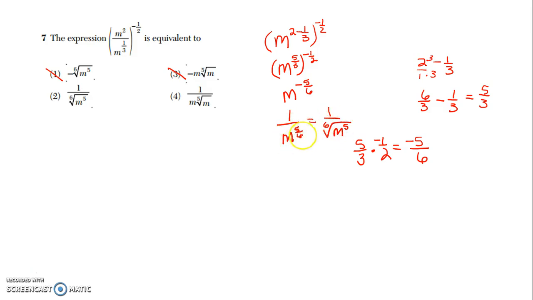So hopefully you've learned that. The number down here in the denominator is what you put outside in the root, and the numerator will be the power you're raising to. So that's the final answer there.